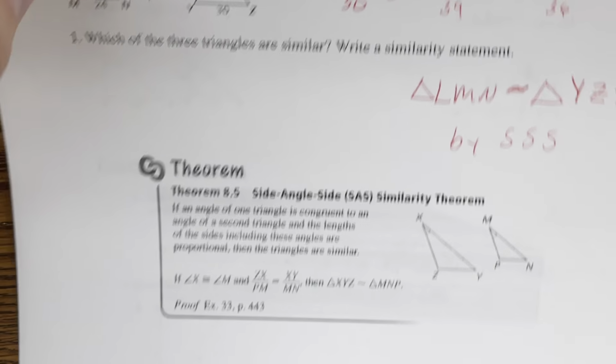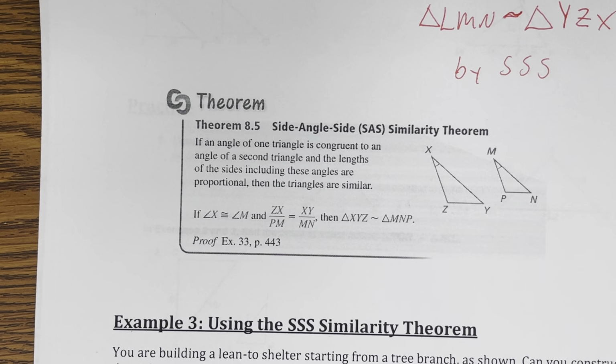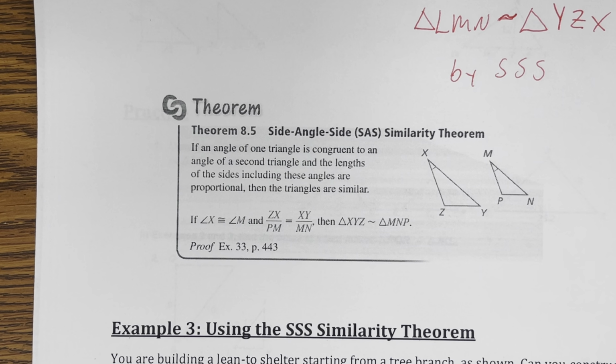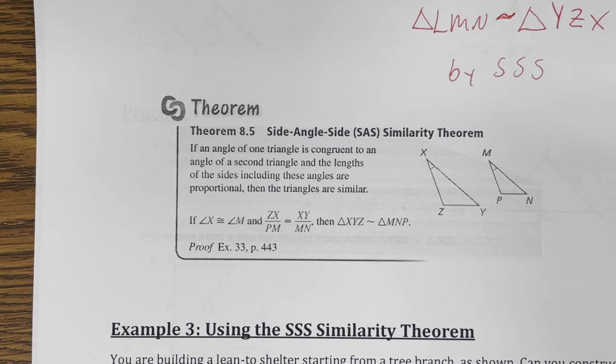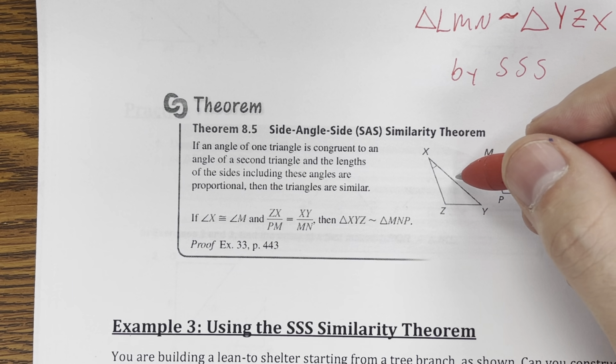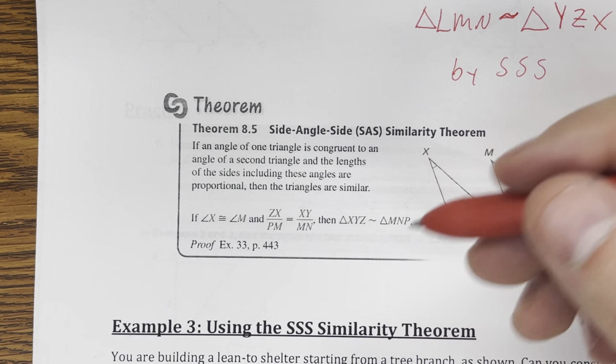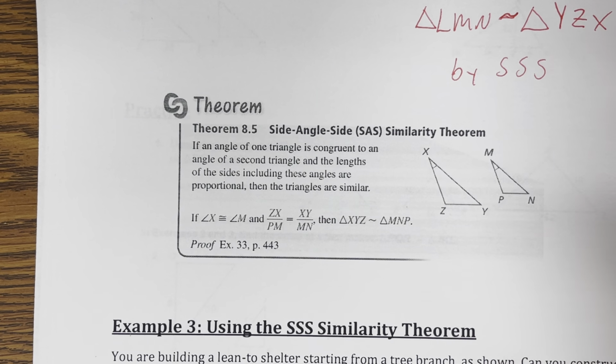All right. Our last theorem to show that triangles are similar is side angle side. What we're going to do is check that if we have two side lengths that are proportional and the included angle is congruent, then the two triangles are going to be similar.